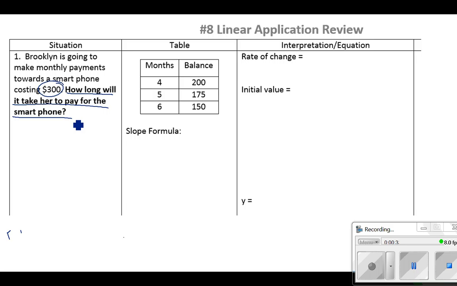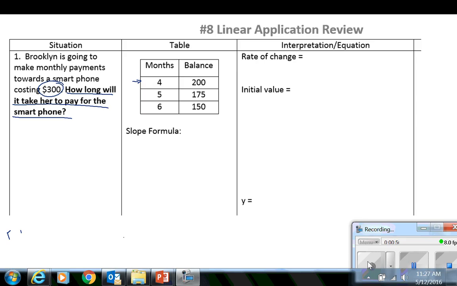So let's look at the table. It's already filled in for us. We know at month 4, there's a balance of $200. At month 5, a balance of $175, and in month 6, a balance of $150. So we know that it's getting less and less, so it's going to be a negative slope.